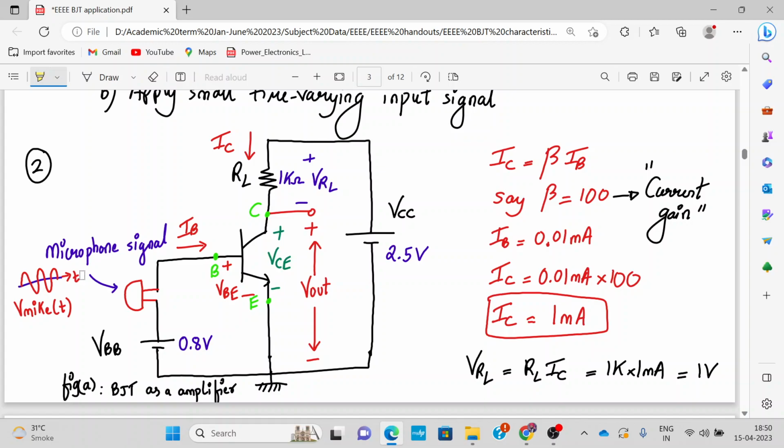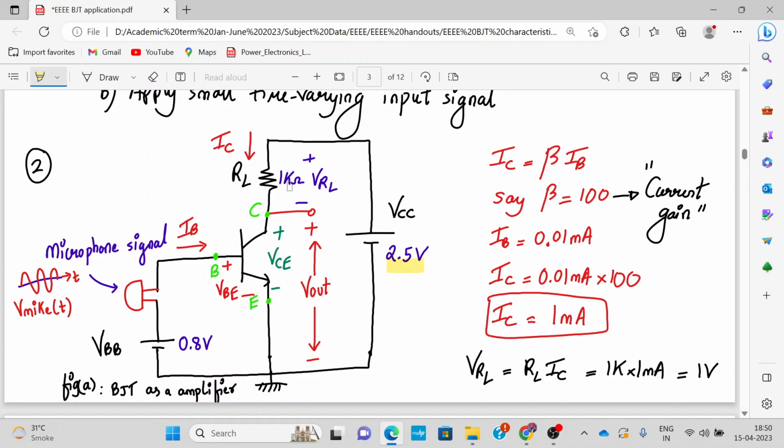Okay, so this is my AC signal. And this is my DC biasing, because we have to bias the BJT in the proper active region also. So VBB equal to 0.8 will assure that its base emitter junction is forward biased, and VCC equal to, let's consider, 2.5 will make sure that the base collector junction is operating in the reverse bias mode.